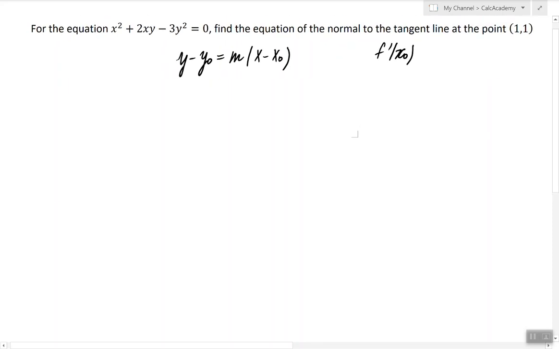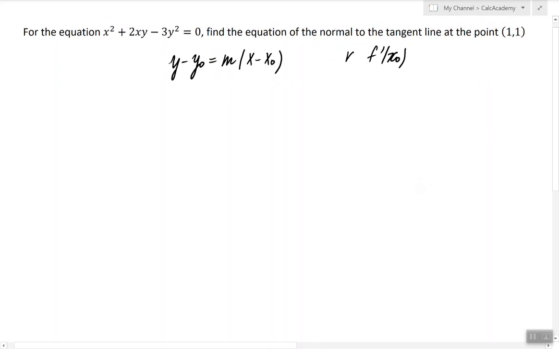That means the slope that I'm looking for and the derivative of the function at a point are the opposite reciprocals of one another. That means to find the slope of the normal line, I have to differentiate the function and find the opposite reciprocal of the derivative at that point. Either way, I have to differentiate this function. The function is given to us implicitly, so to differentiate it, I have to use implicit differentiation. So let's get started.